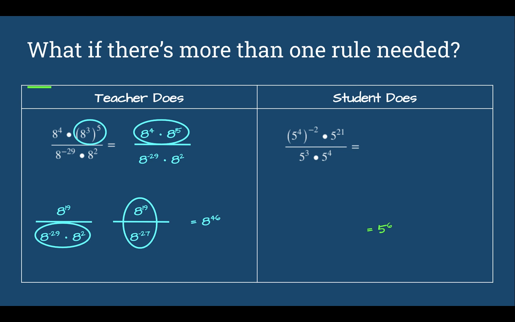If you start with a power to a power on the top, 4 times negative 2 is negative 8. And then negative 8 plus 21 is 13. On the bottom, you would have 3 plus 4 is 7. So 13 on the top, 7 on the bottom. Quotient rule, subtract: 13 minus 7 is 6.